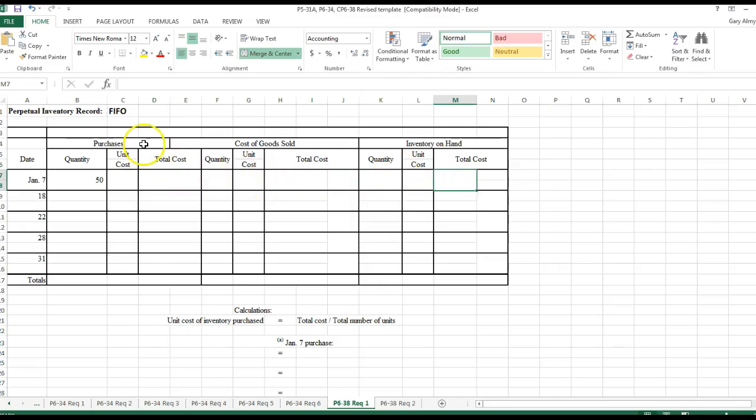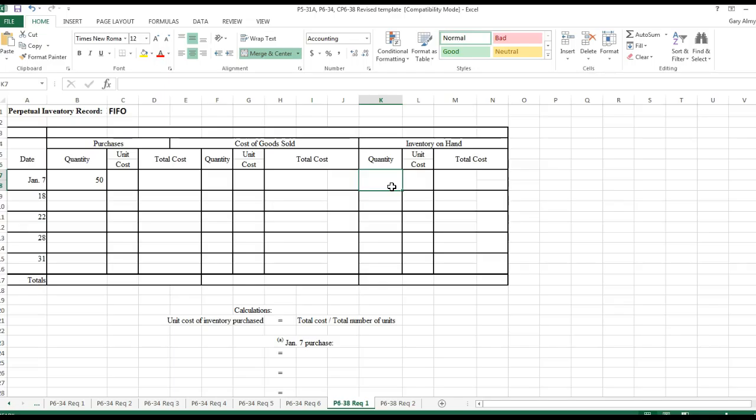Because remember, we have the purchases in this column. We have the cost of goods sold, so anything that we sold, in this column. And then this is the inventory on hand. So after every transaction, whether we have a purchase or a sale, we have to record what is left in the inventory. So in this particular case, again, you have to back into the unit cost.